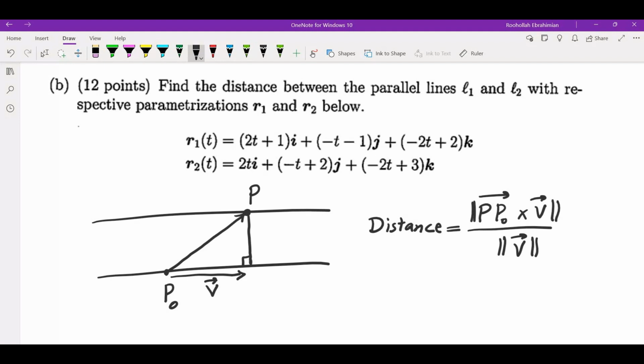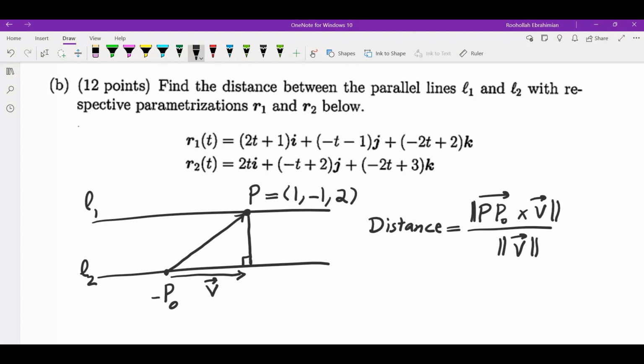So we'll have to find a point P on one line, P0 on the other line, and a direction vector. So what is P in this case? Well, we can take this one to be L1, because that's the parameterization, and this one L2. So what is a point on L1? You can set t equals 0. We get (1, -1, 2).